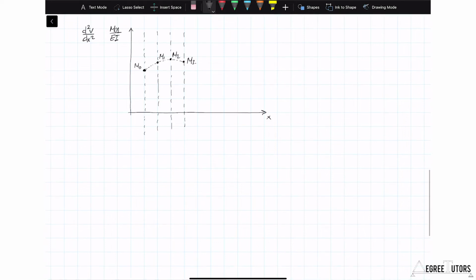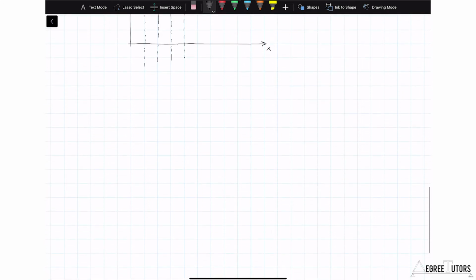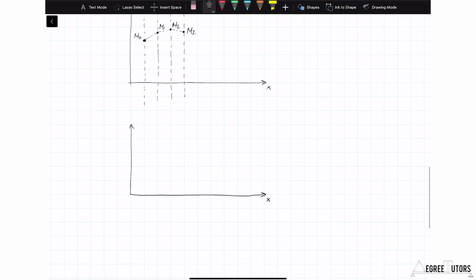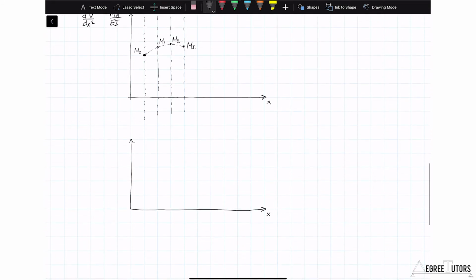So that's the information we're starting with. Now let me define another XY system below this one. Again, the x-axis is common. This is every position along the beam, but the vertical axis is going to be the rotation, so that's going to be theta x.